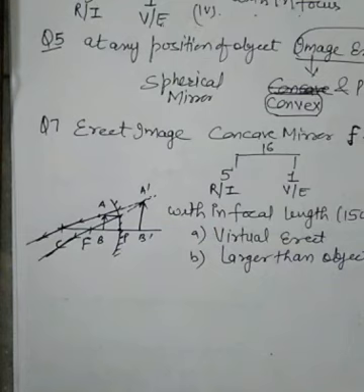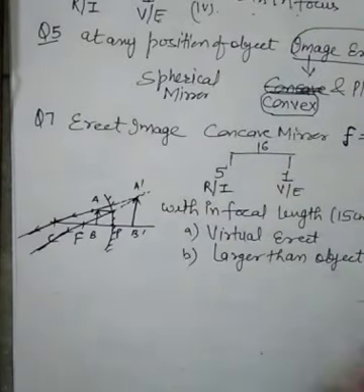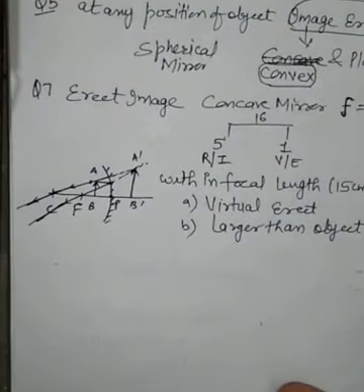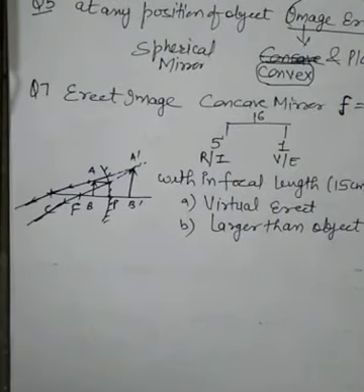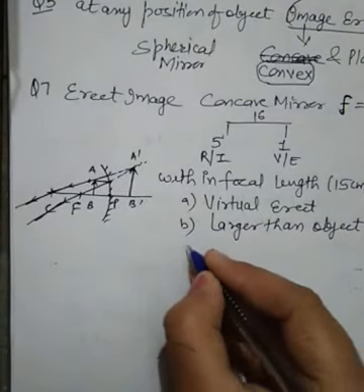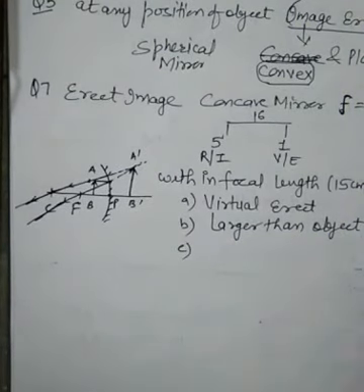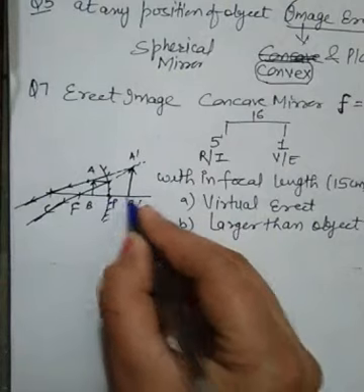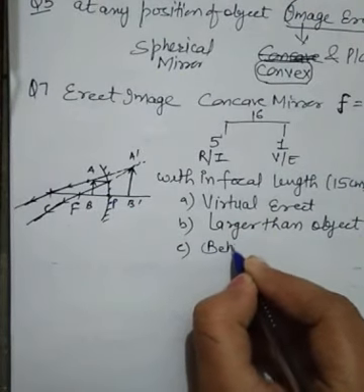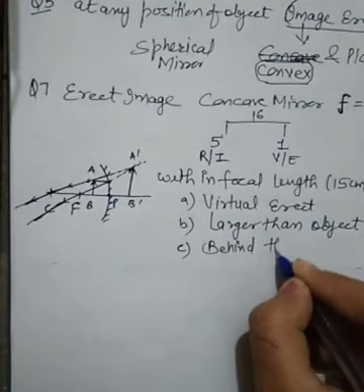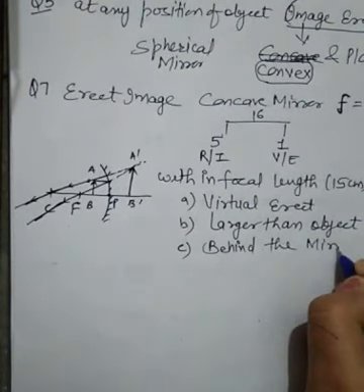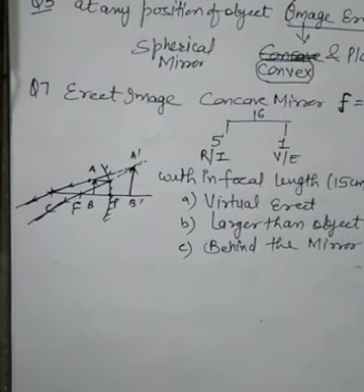I have told you all these ray diagrams in previous videos. You can revise so as to answer all these questions in a proper way without any confusion. So what is the location? The image is formed behind the mirror, not in front of the mirror, behind the mirror. That is all about question number 7.